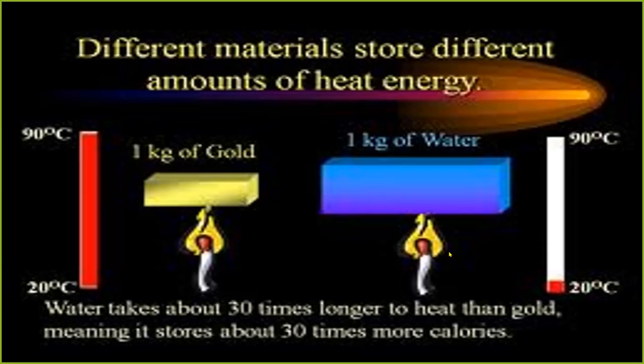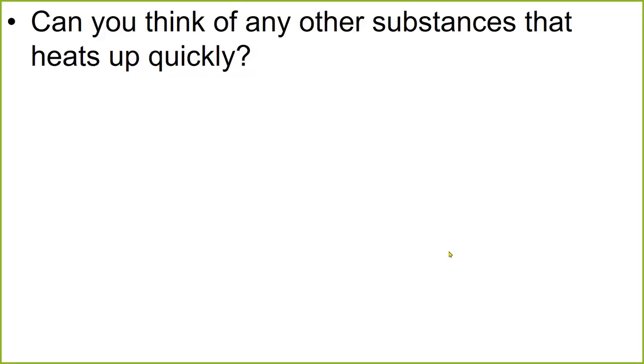So if you look at this diagram here, which substance do you think heats up faster? All right, is it a kilogram of gold or is it a kilogram of water? Take a look at this diagram. What do you think? Gold. Gold is going to heat up much faster. The same mass, a kilogram of gold, heats up much faster than a kilogram of water. It doesn't take nearly as much energy to make the temperature go up of the gold as it does the water. All right? Can you think of any other substances that heat up quickly? Well, besides gold. Yes. Copper.